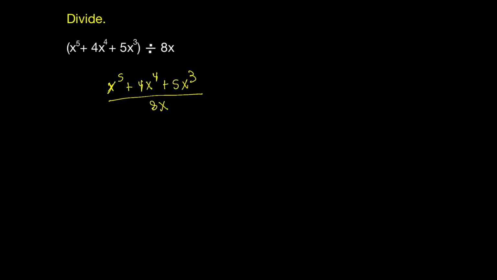into three different parts. So this is going to equal x to the fifth over 8x plus 4x to the fourth over 8x plus 5x to the third over 8x. Doing this is going to allow me to simplify each individual part a little bit further.